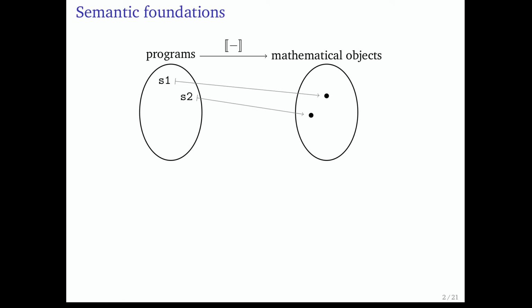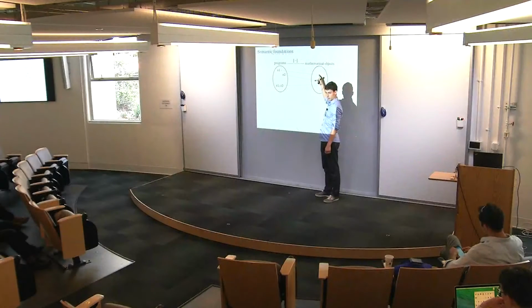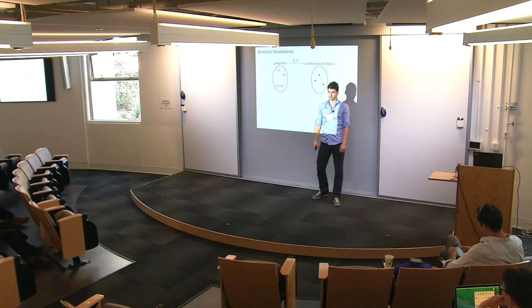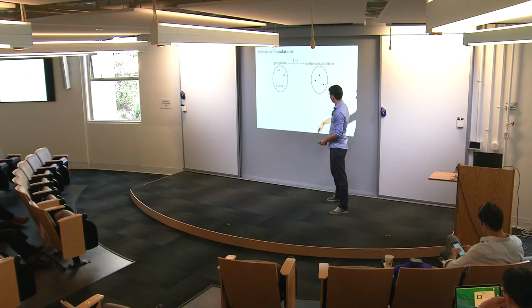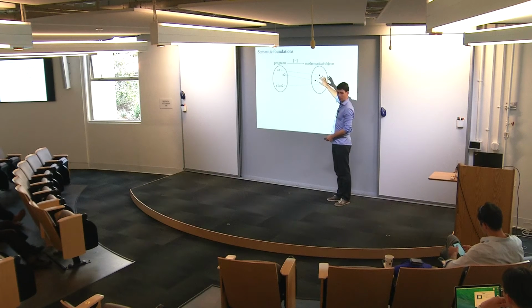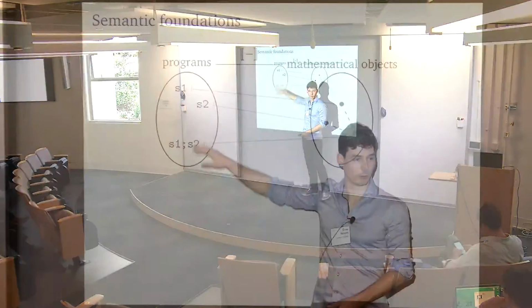And we're not just going to do it willy-nilly, of course. We're going to do it in such a way that if 2 programs are related to each other in some way, for example, they're concatenations of 2 statements, then the thing I assign to this combined object over here has to have a similar kind of relationship to the two constituent objects I assign to those 2 statements. So the idea is that these mathematical structures here are going to reflect the structure of the programs.